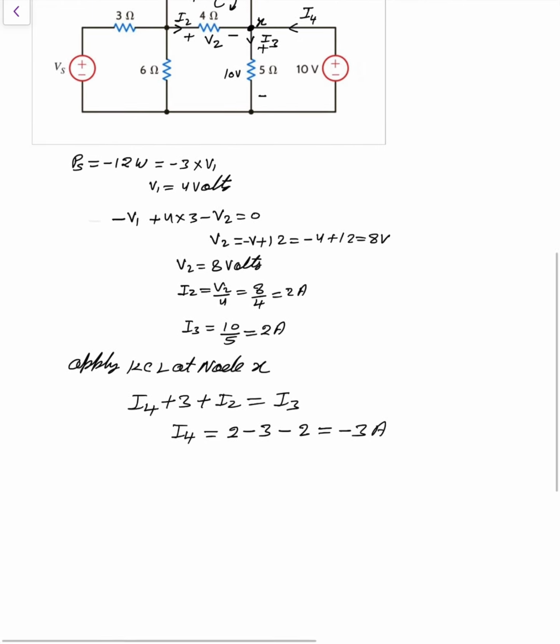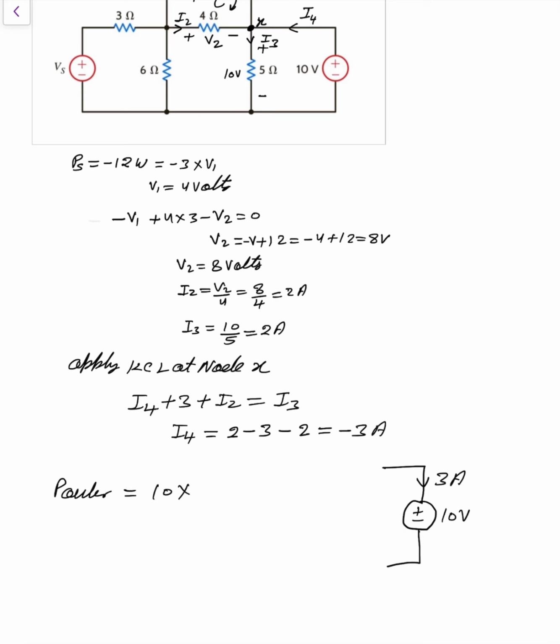Now after that, if you see, that is 10 volt. I4 is minus 3 ampere. Minus 3 ampere means the actual current direction is the opposite way, 3 ampere. So the power absorbed by the 10 volt source: power is written here as 10 into 3, so that is 30 watt. The power absorbed is 30 watt.